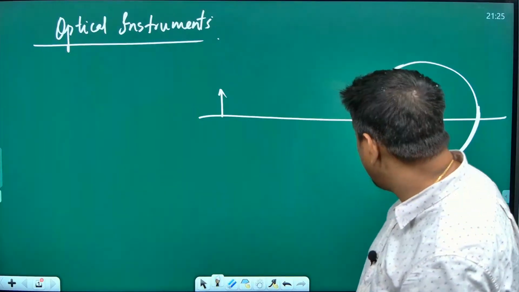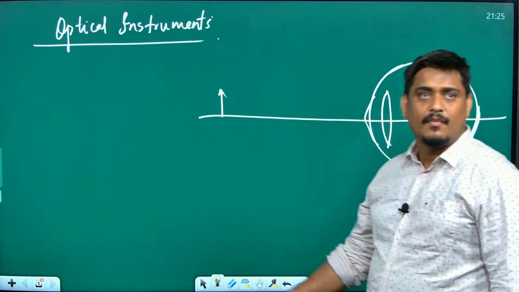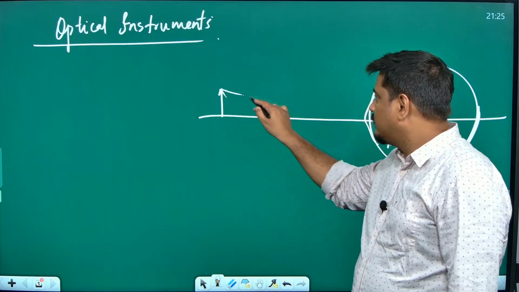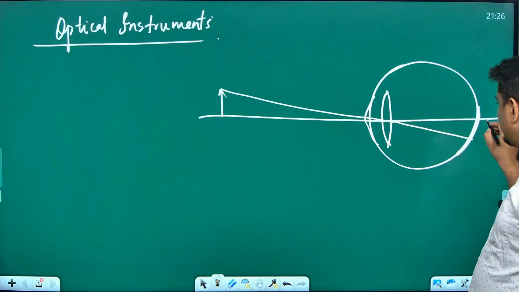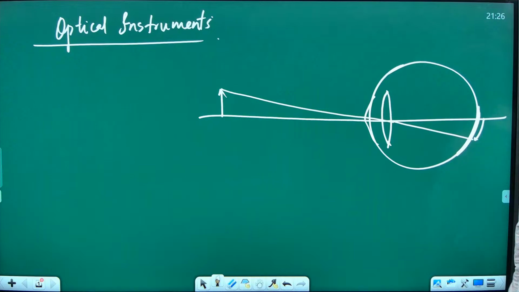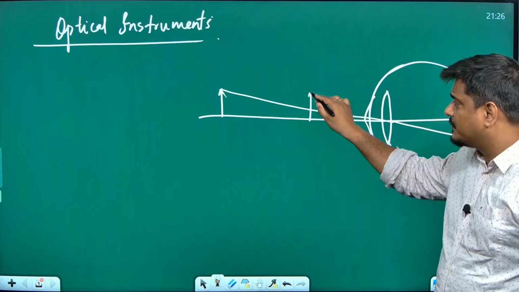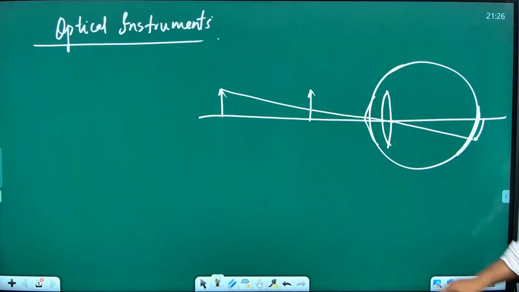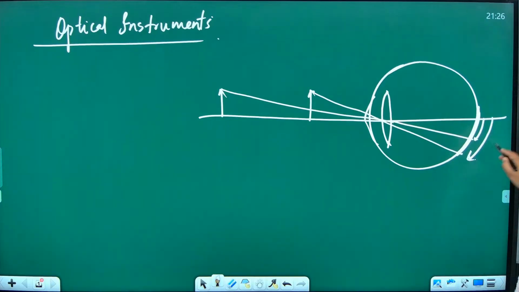So, if the image forms at the retina, if the object is kept, suppose somewhere here, see, this is the image. The same object, if it is brought nearer, you know what happens? Are you able to feel its size increased? The image size became bigger. Are you able to feel what I am trying to say?